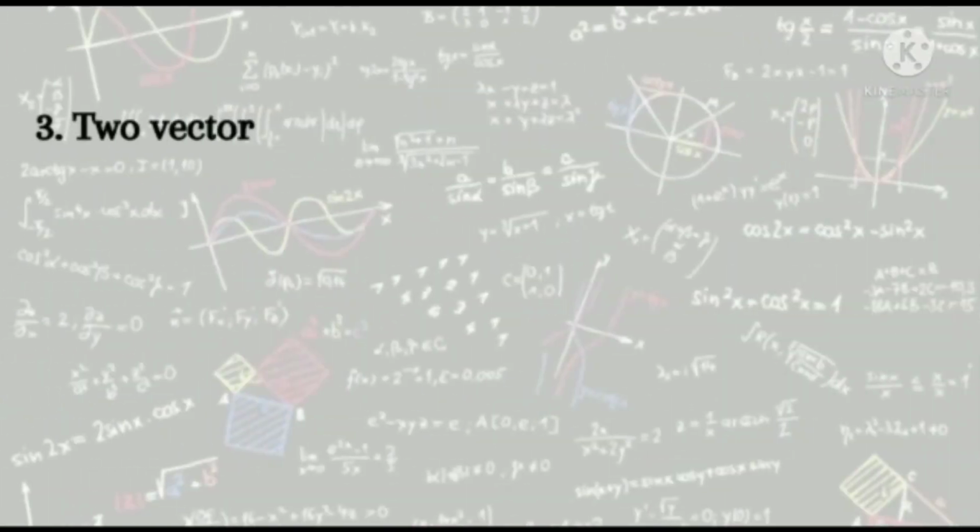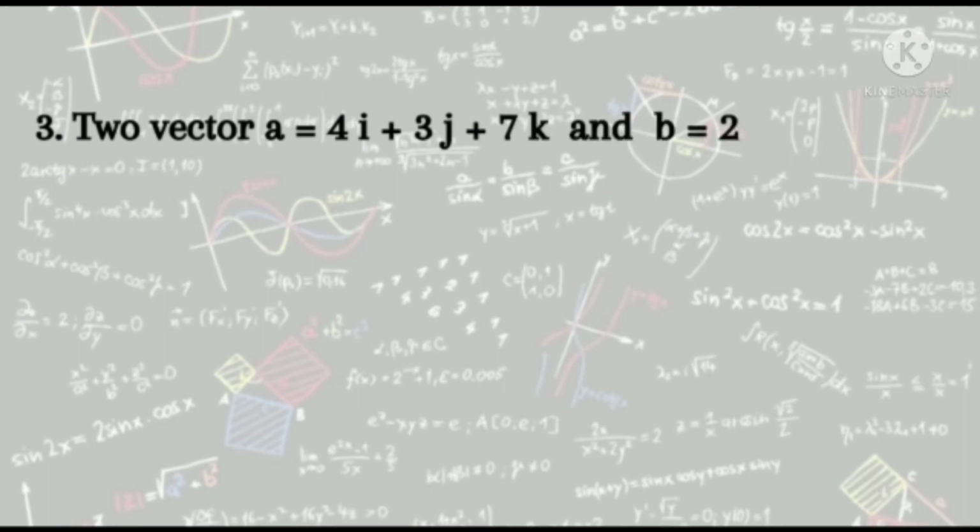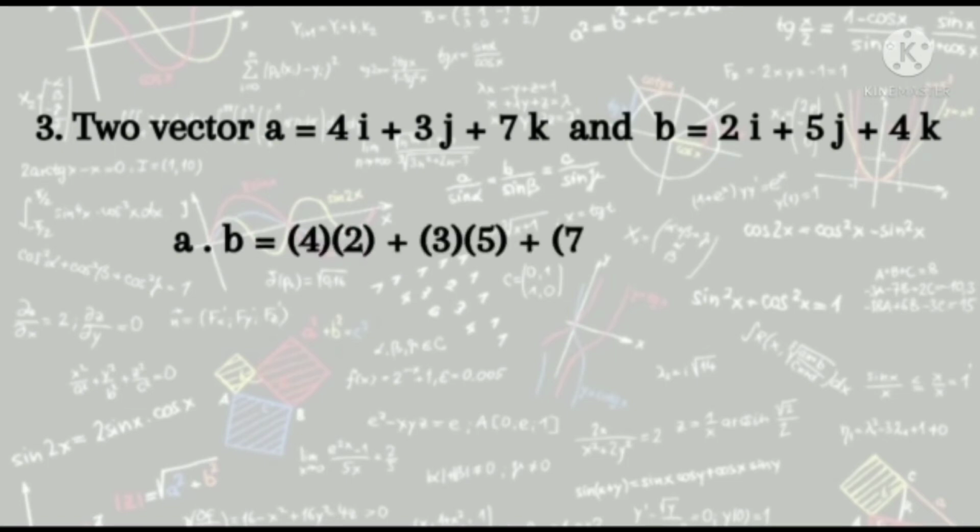Example 3. Two vectors, A equals 4i plus 3j plus 7k and B equals 2i plus 5j plus 4k. The answer will be A dot B equals 4 times 2 plus 3 times 5 plus 7 times 4. Then you get 8 plus 15 plus 28. Then the last answer will be 51.